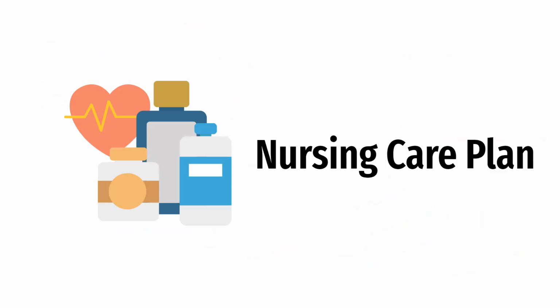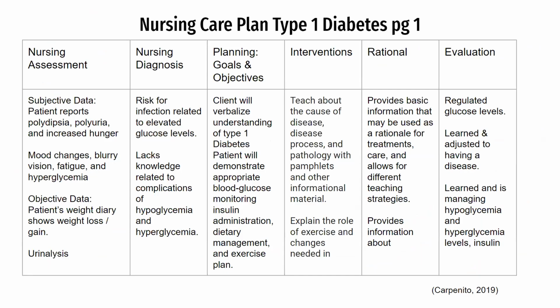The next slide is the nursing care plan. For our nursing care plan in type 1, we need to note that it is acute and signs are usually more visible, and it is a chronic condition. We always include instructions for insulin dosage and management.